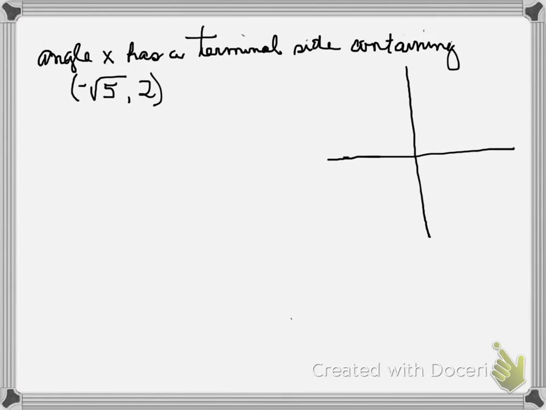Alright, one last one. And this one, rather than giving me one of the trig functions, it only tells me where my terminal side has a point. Alright, so this terminal side contains the point negative square root of 5, 2. Right, so there's my reference triangle. And now we need to calculate our third side.